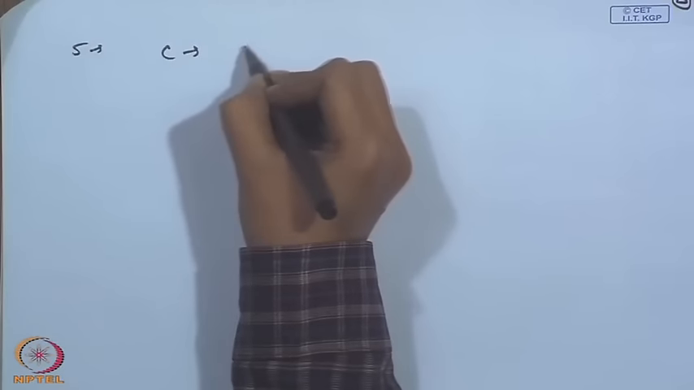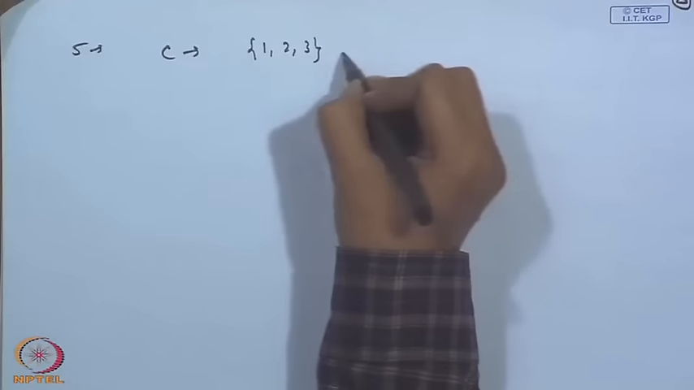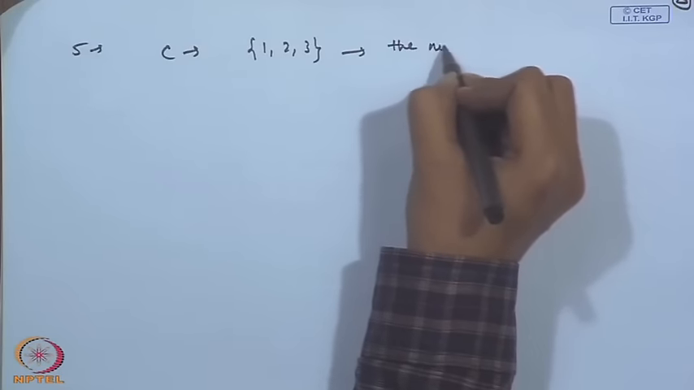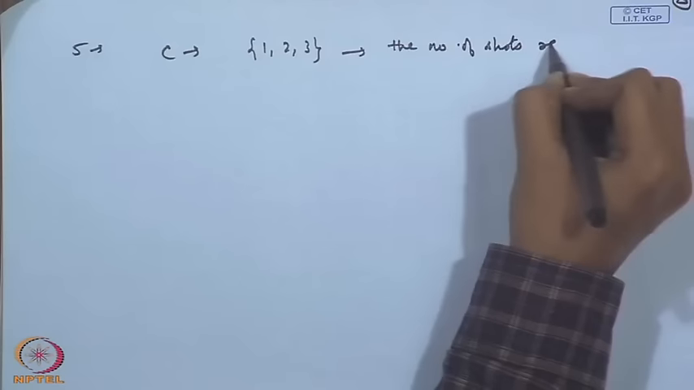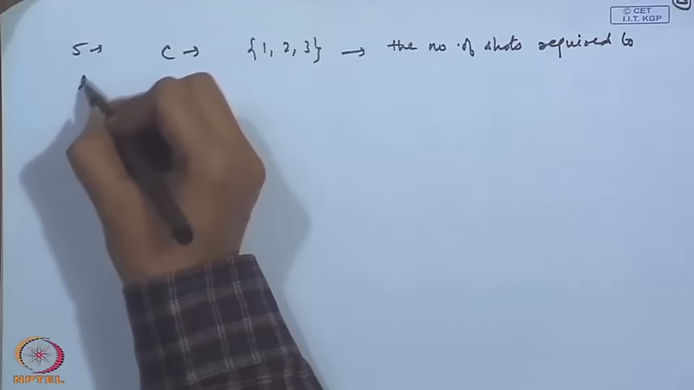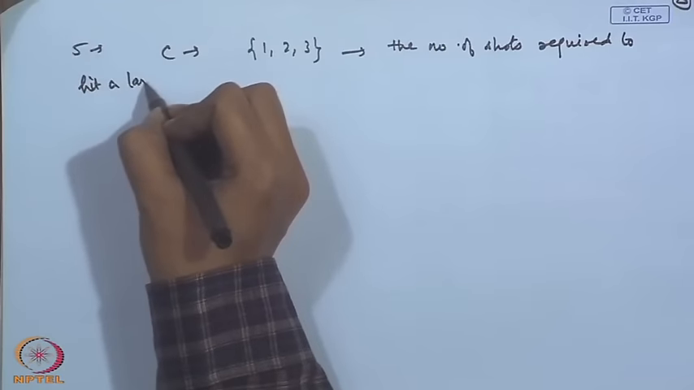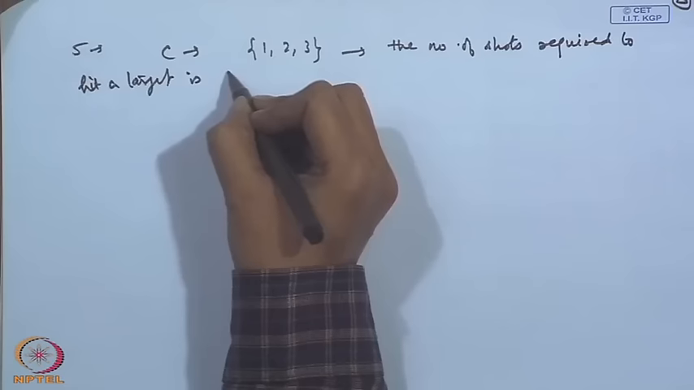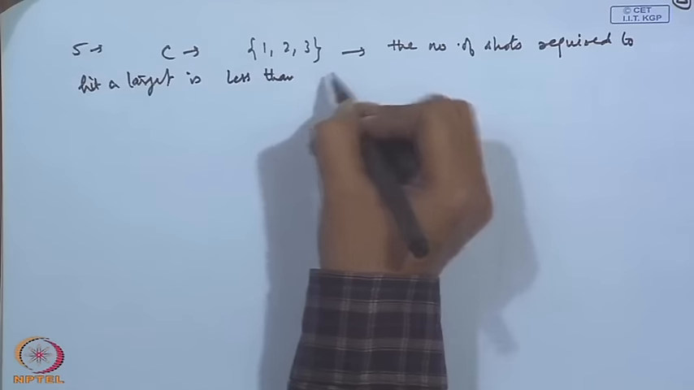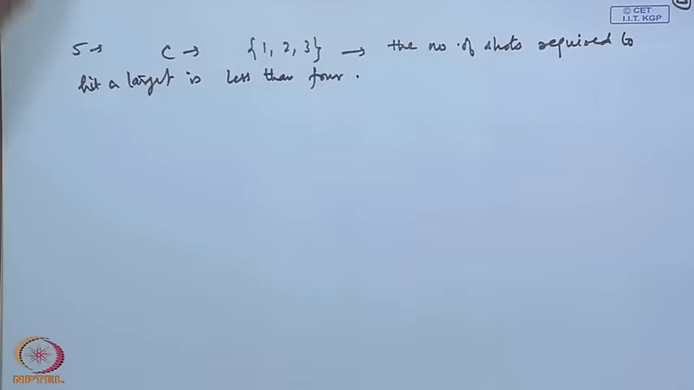Say in the experiment of looking at the number of shots required to hit the target, suppose I define the event, say C, by saying 1, 2, 3. That means the number of shots required to hit a target is less than or equal to 3, or you can say less than 4. So, these are various events. So, when we consider the subject probability, we are interested in the probabilities of various events.